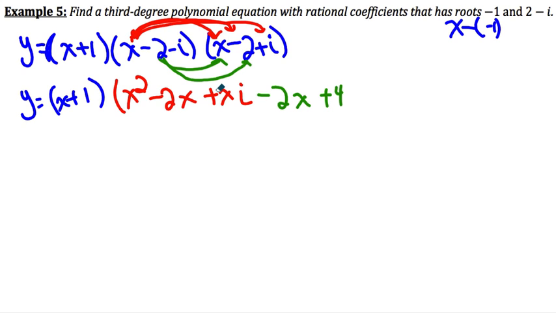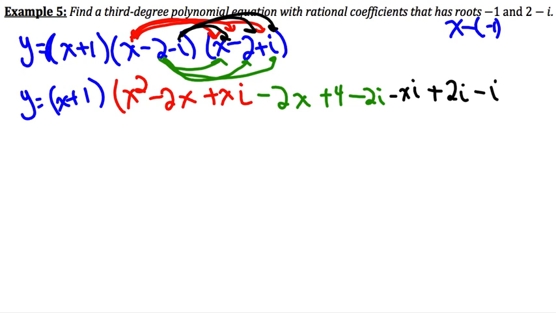But anyway, back to the problem. Negative 2 times negative 2 is 4. And then negative 2 times i is negative 2i. And the last part here, negative i times x is negative xi. Negative i times 2 is a positive 2i. Okay, again, they're going to cancel, 2i, negative 2i. And the negative i times i, negative i squared, which again we know is going to be plus 1. We just did that in the last problem there.